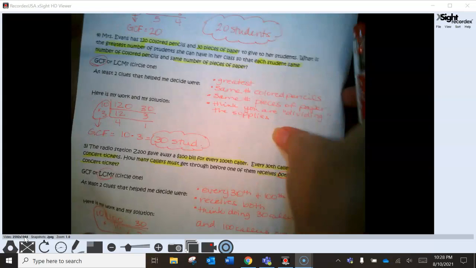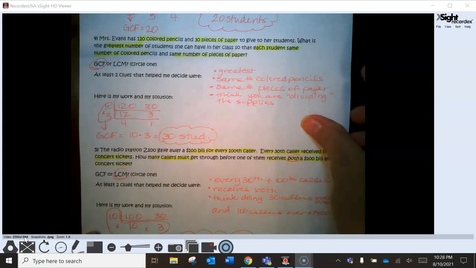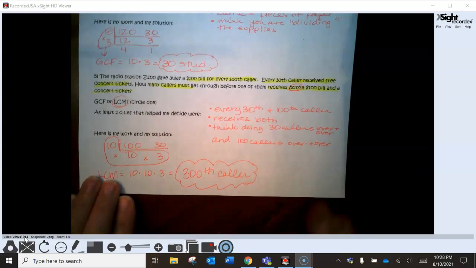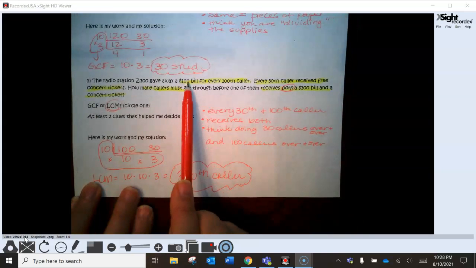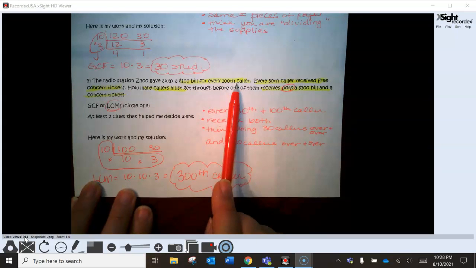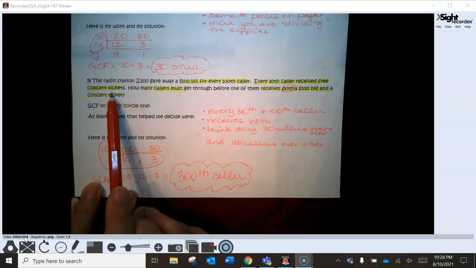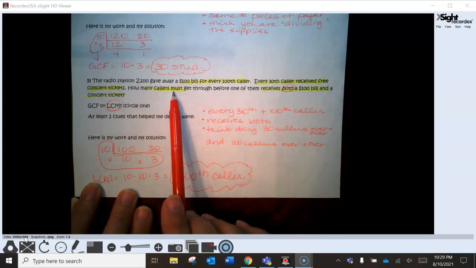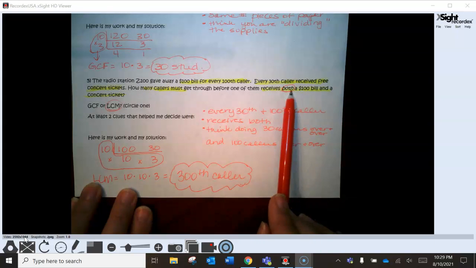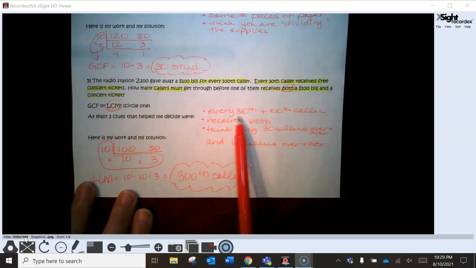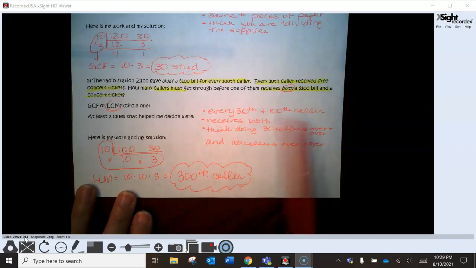The next one, if you need to pause the video and fix your work if you made a mistake, go ahead and do that. For the last one, this radio station is giving away a $100 bill to every 100th caller, and every 30th caller is going to get tickets to a concert. We want to know how many callers go through before someone can get both the $100 bill and the concert ticket. So the key words for the LCM here is we're doing every 30th caller and every 100th caller.